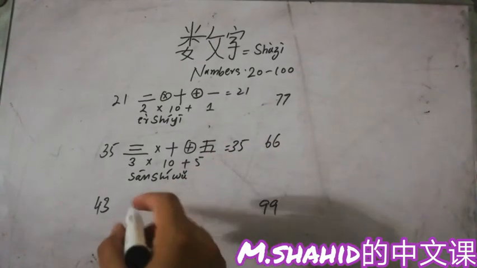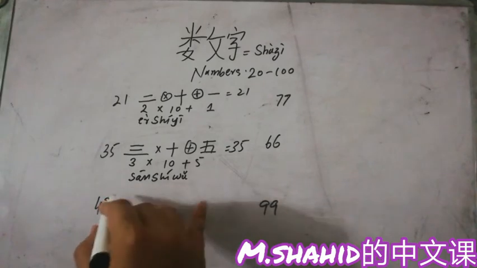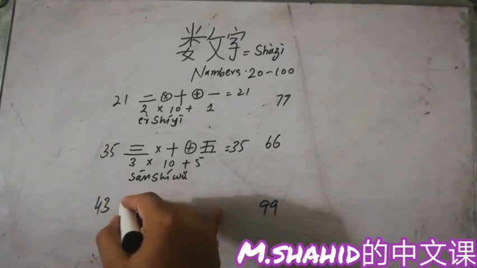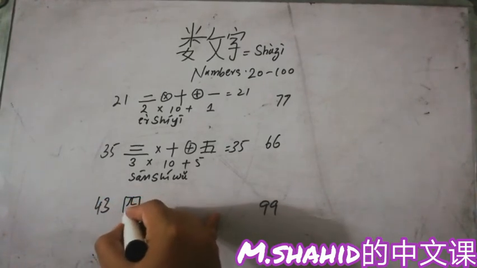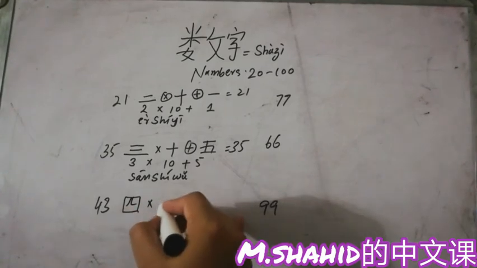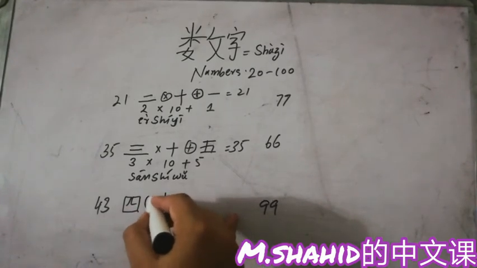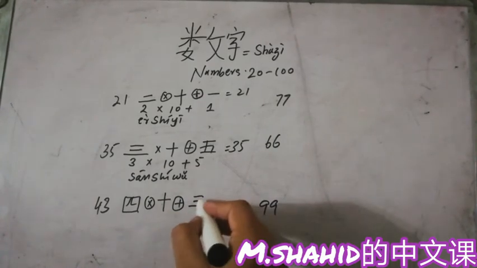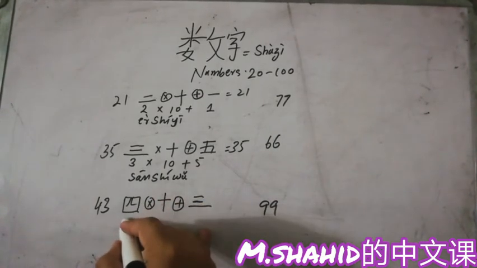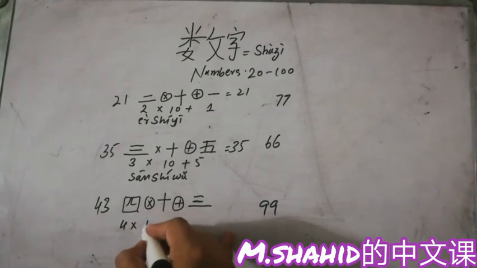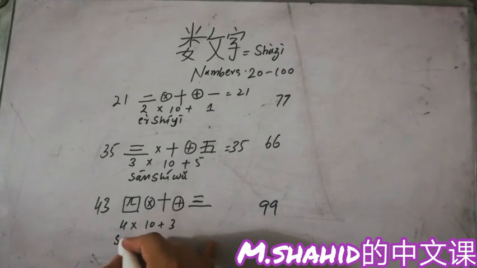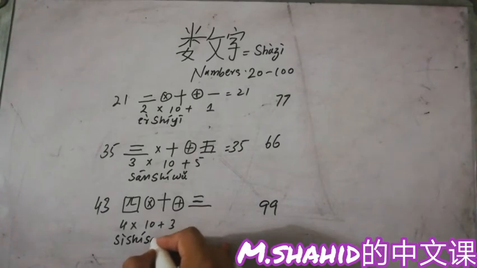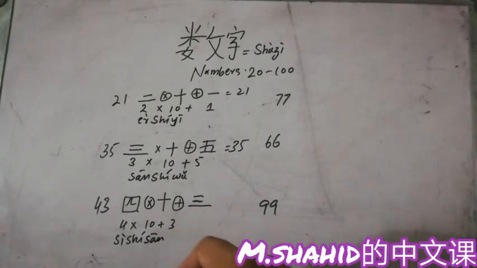Now write 43. You need to know three numbers here also. The first number is 4 multiplied by 10, plus 3. So it is 4 multiplied by 10 plus 3, which is 43.